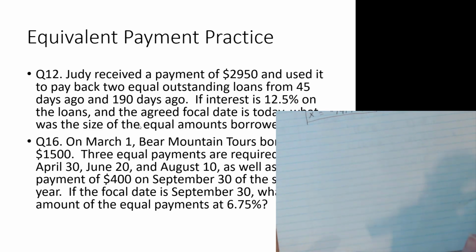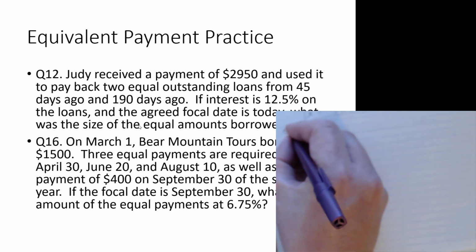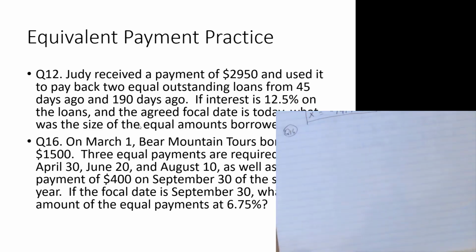And last but not least, question number 16. Has all the fun in it. This one's intense. This one has everything in it, as you'll see in a sec. On March the 1st, Bear Mountain Tours borrowed $1,500. 3 equal payments are required on April the 30th, June the 20th, and August the 10th, as well as a final payment of $400 on September 30th of the same year.